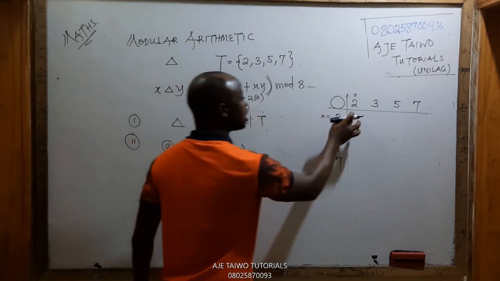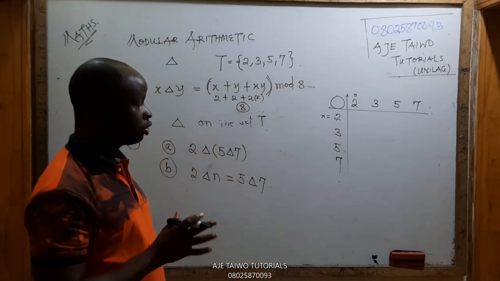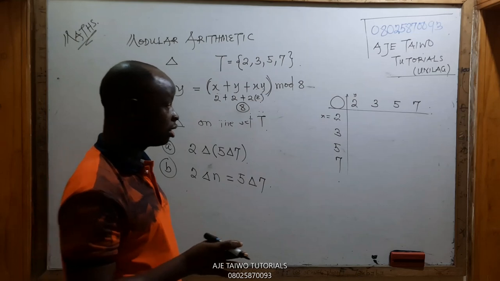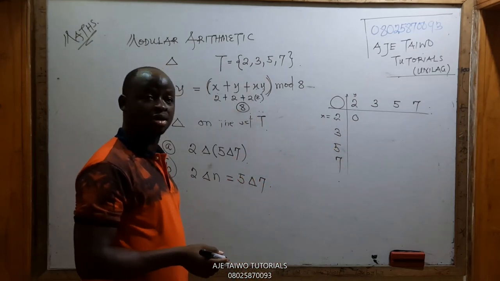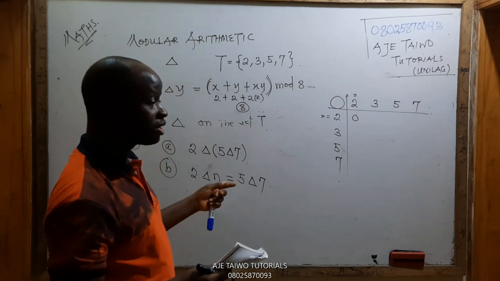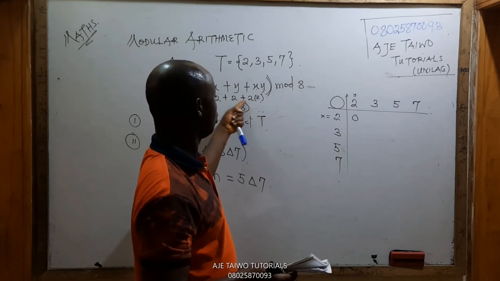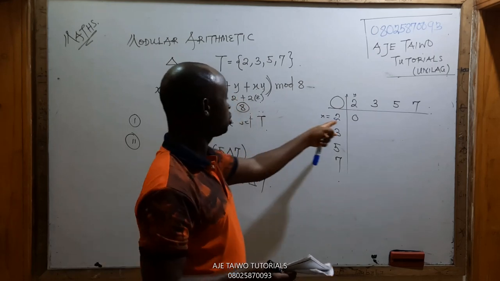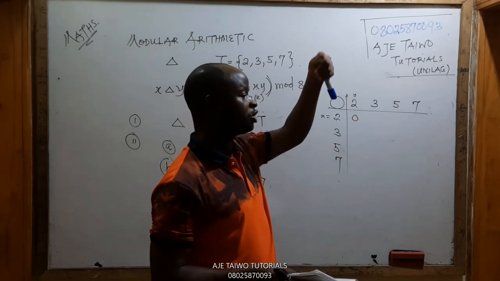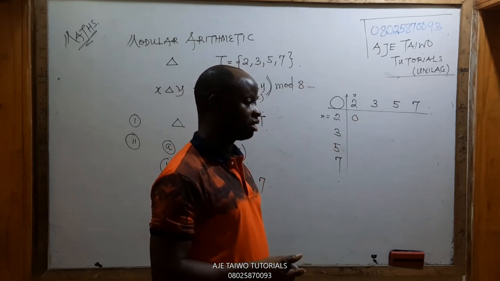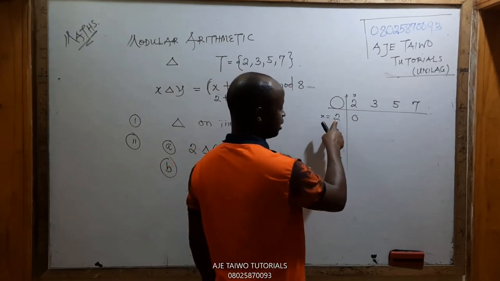Will you put 8 down here? That's the question. You are going to put 0. You put 0 down. Why will you put 0 down? I will put 0 down because it's modulo 8. The answer you got was 8, so you cannot put 8 down here because this table is modulo 8. How many 8 do you have in 8? 1. Remainder 0.